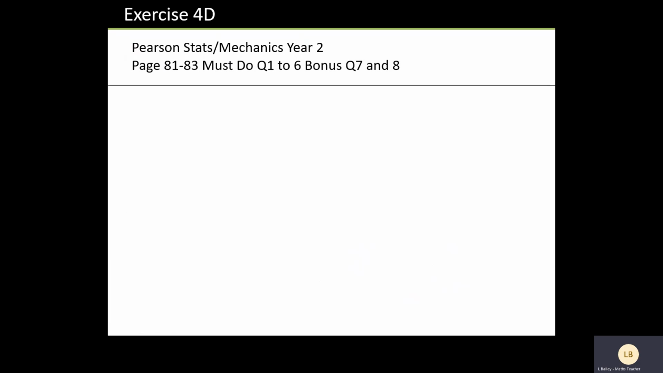Okay, so that's the section done on non-uniform rods. Can you have a go at exercise 4D? Got to do 1 to 6, and you should really be looking at doing 7 and 8 as well.